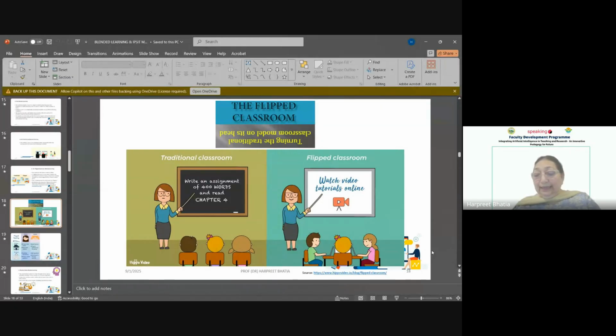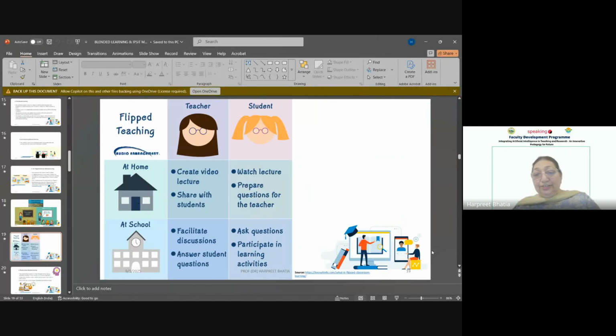So basically, the entire process changes. And here the teacher at home creates the video lecture and shares it with the student. The student watches that lecture and prepares the questions for the teacher. And at school, the teacher facilitates discussions and answers their questions. The student comes prepared with those questions and learns to participate in the learning activities that take place, vis-a-vis whatever has been sent to the student.